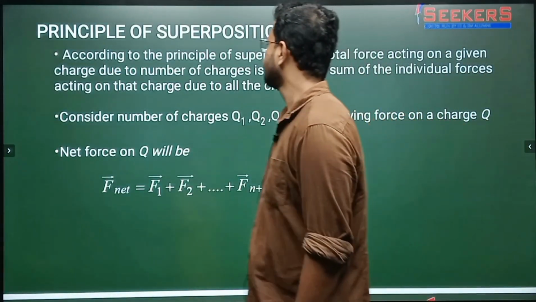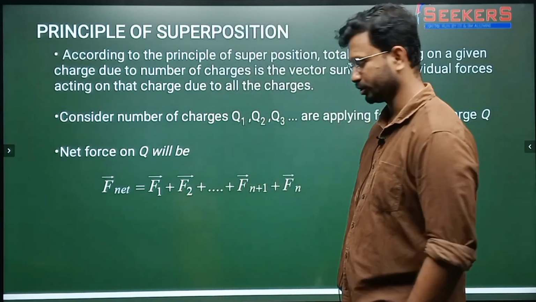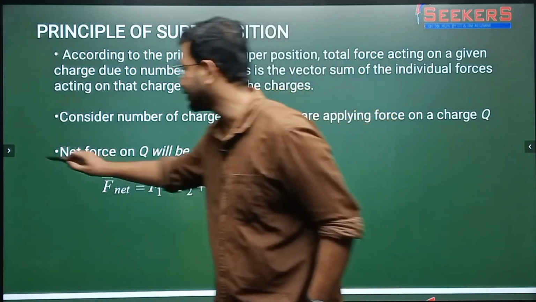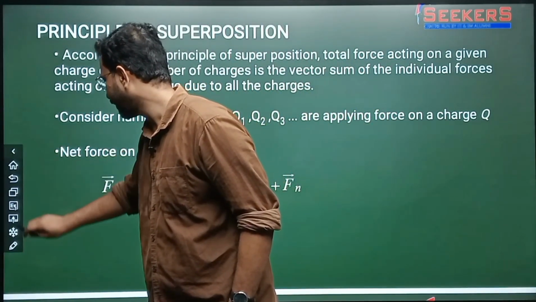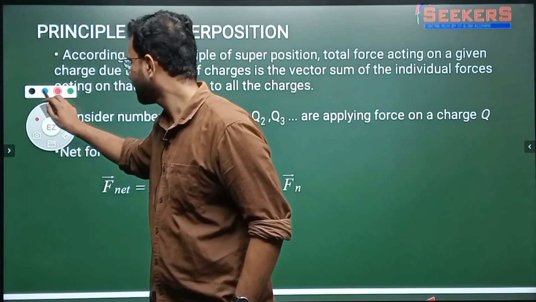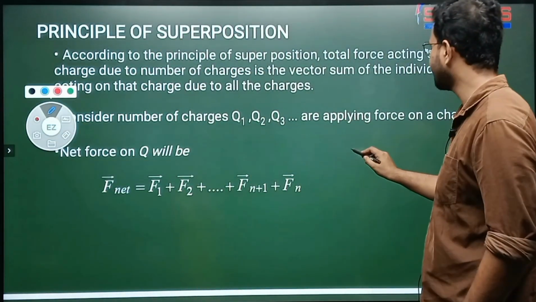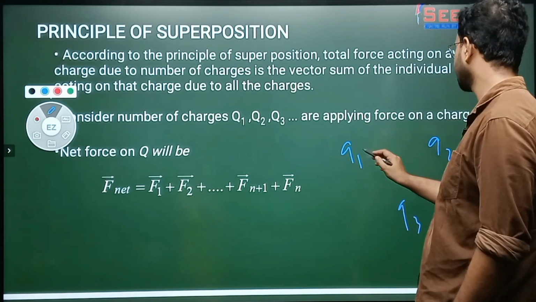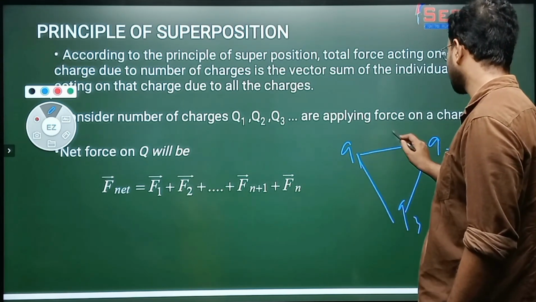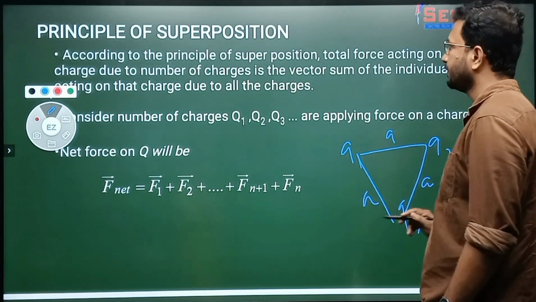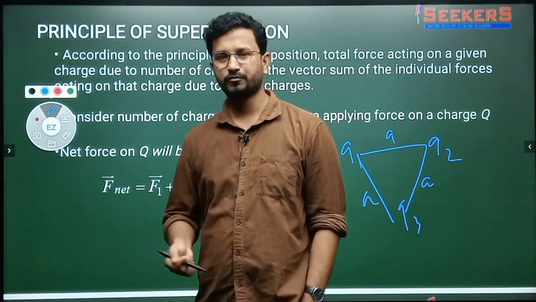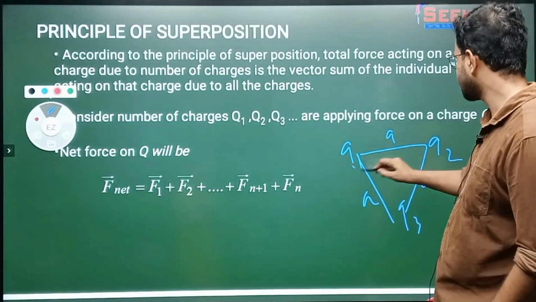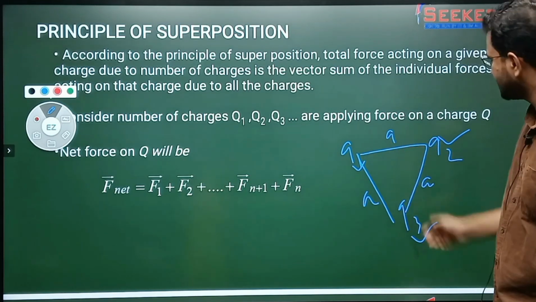principle of superposition. What does the principle of superposition say? It may be possible that in a place there are many charges present. For example, if I write one example here, we have three charges: Q1, Q2, Q3. The distance between them is given, suppose A. So according to the principle of superposition, we have three charges taken. There is Q1, Q2, Q3, and the distance between them is given.